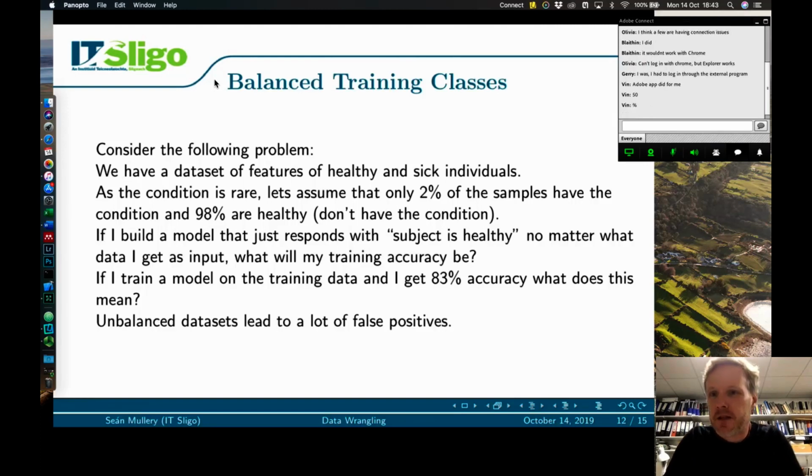Yeah, so Finn is saying 50%. Anybody want to? If you don't type, I'm going to assume you're agreeing with Finn. Okay, Olivia's saying 98%.